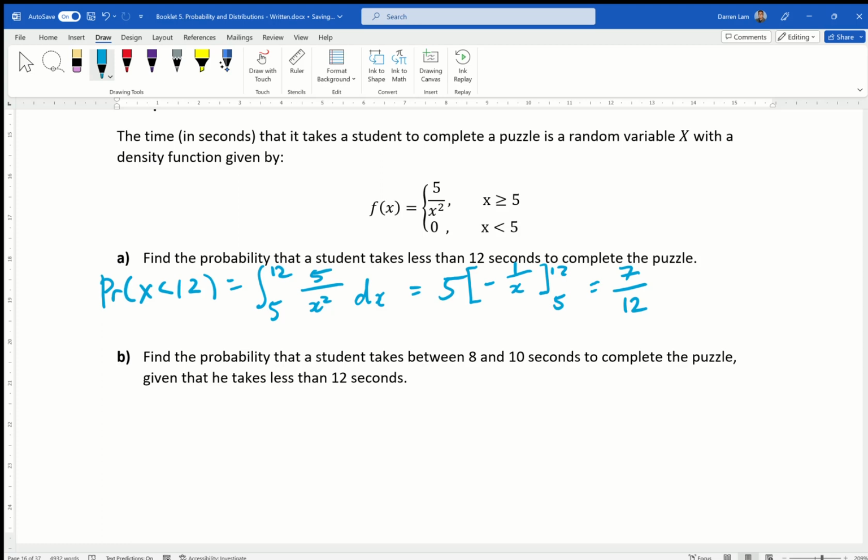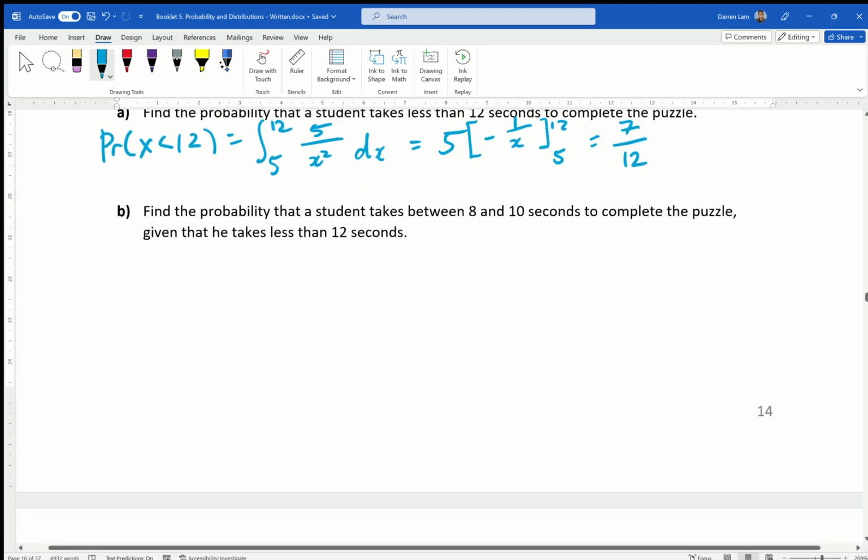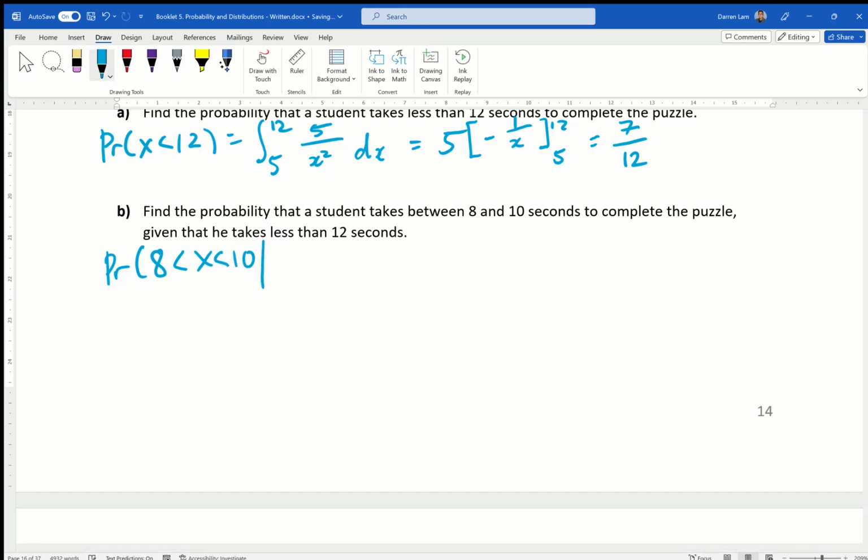Let's keep going. Find the probability that a student takes between 8 and 10 seconds to complete the puzzle, given that he takes less than 12 seconds. So, given that question, we're finding the probability of 8 being less than X being less than 10, given that X is less than 12.